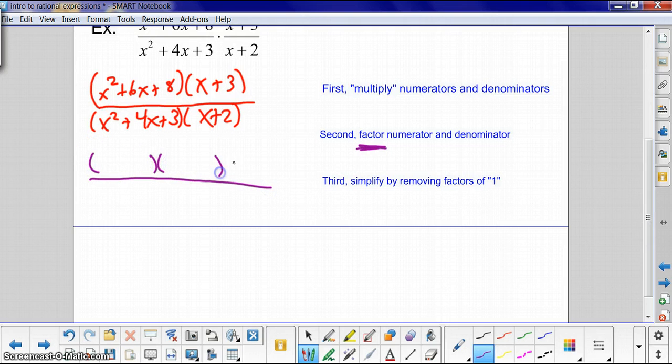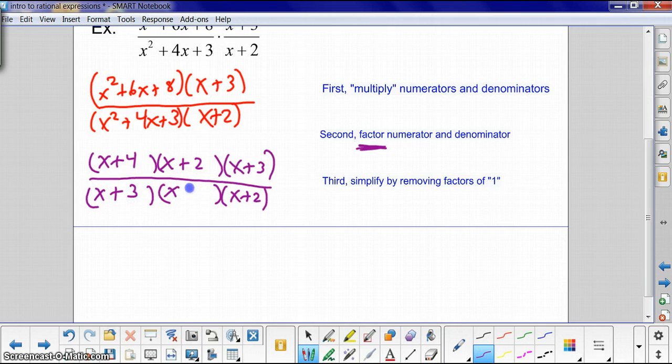That's going to give me a binomial times x plus 3, and then a binomial times x plus 2. So let's see, the x and x multiplies to 8, adds to 6, that's plus 4, that's plus 2. For the bottom one, x and x multiplies to 3 and adds to 4. Okay, so now I've done step 2, which is to factor the numerator and the denominator. And now on to step 3.